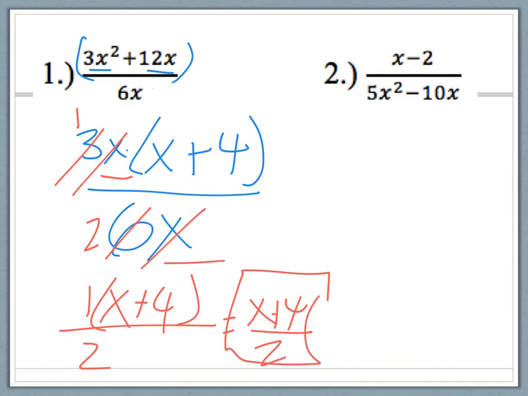Now, let's look at number 2. We have (x minus 2) over (5x squared minus 10x). Remember, we can't just cancel out the 2 and the 10. We can't just cancel things out. We have to try to factor first.